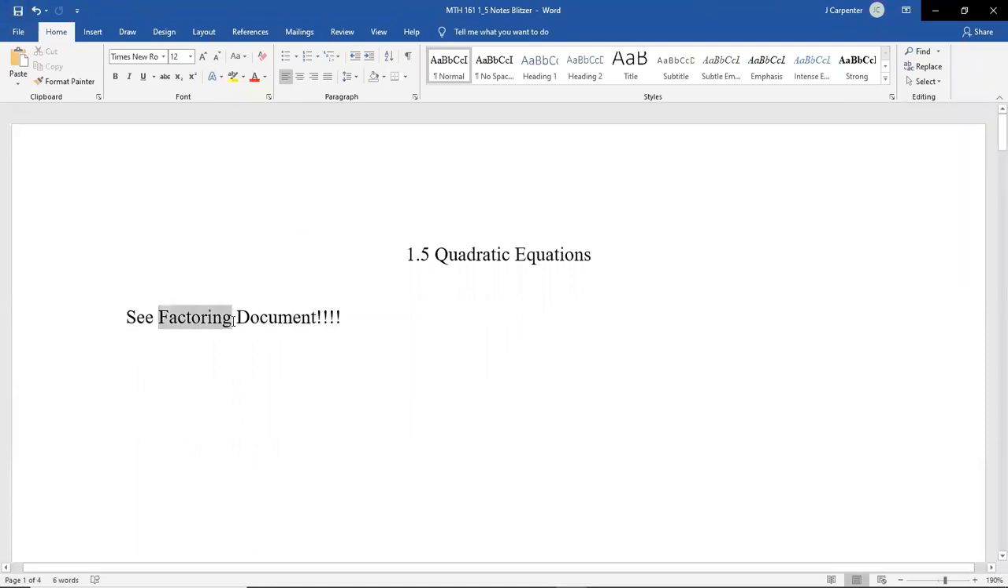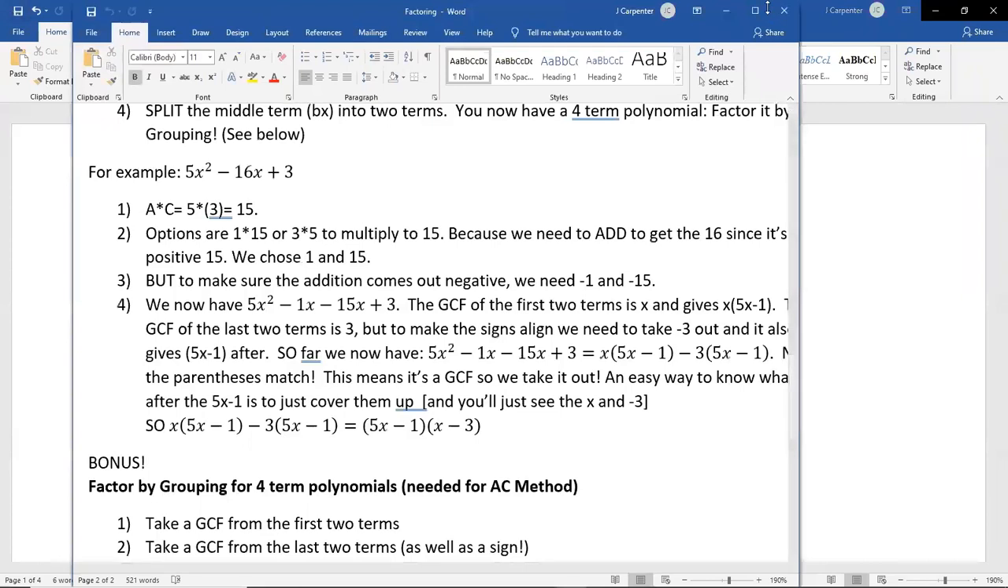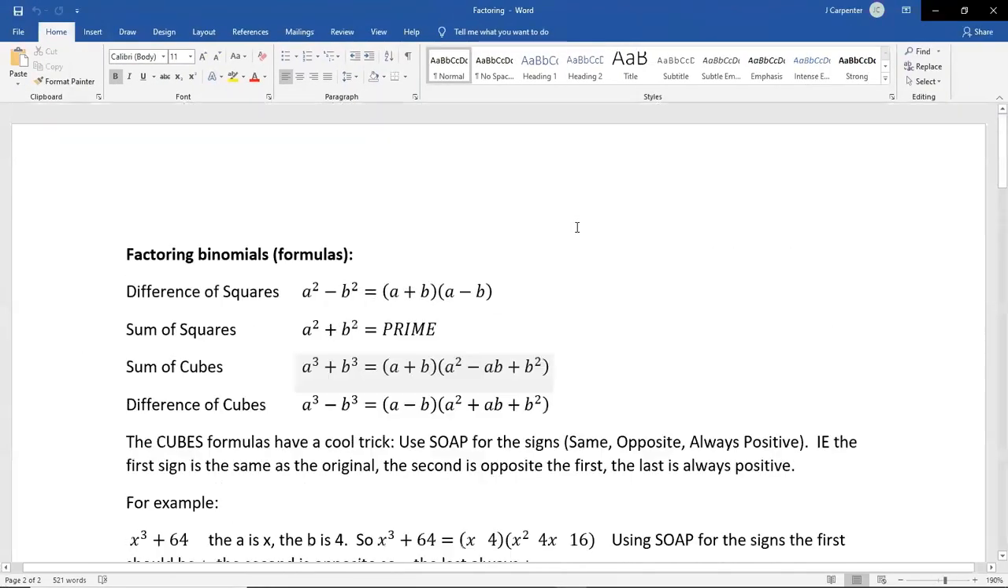Now, the top of the notes for this, I just have "see factoring document." I'm not saying that you're going to look at it outside of class. I am going to actually review this, I said that I would eventually. This is not going to be a super in-depth review. I was looking at it earlier to make sure I had everything in place. This is all of the different types of factoring that would get the job done.